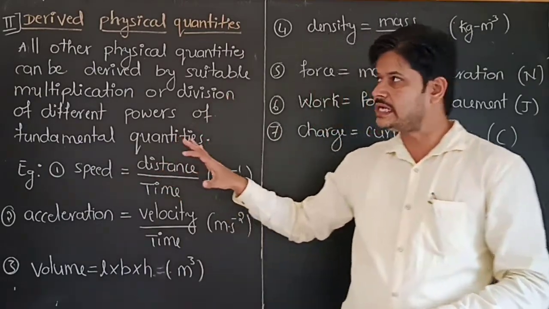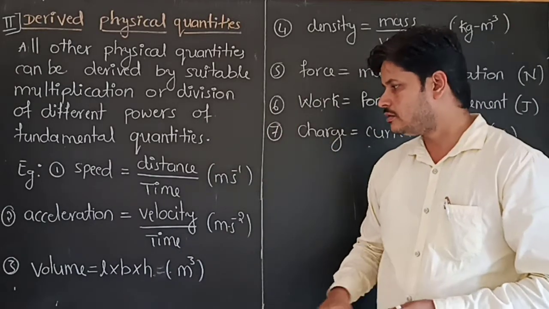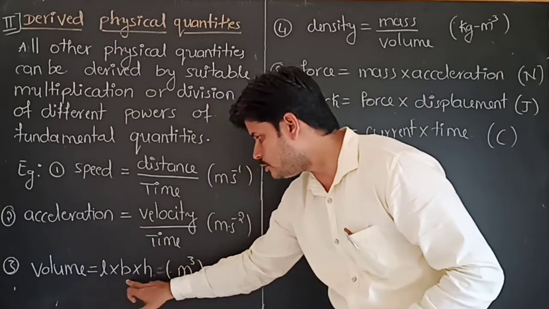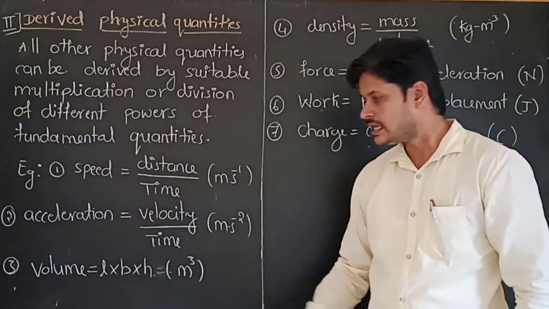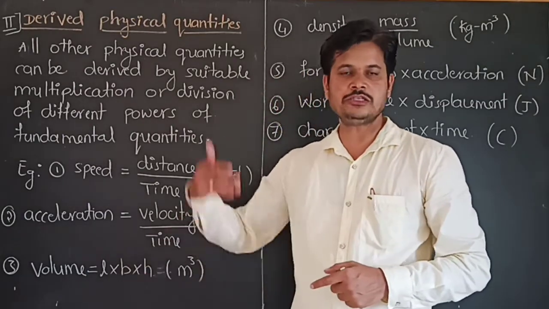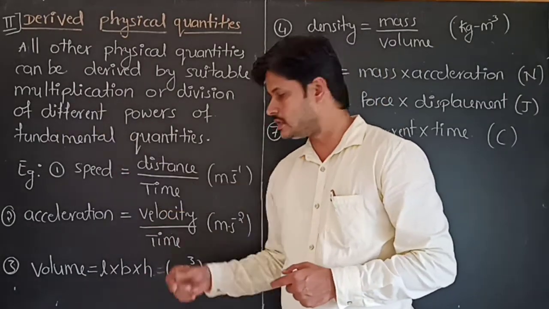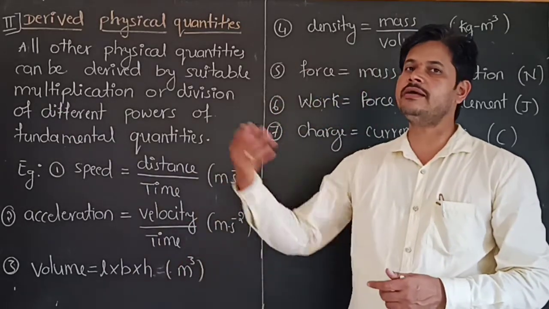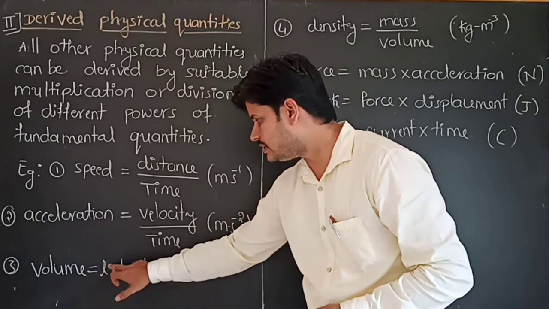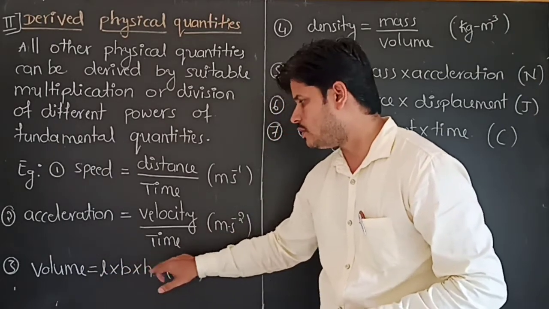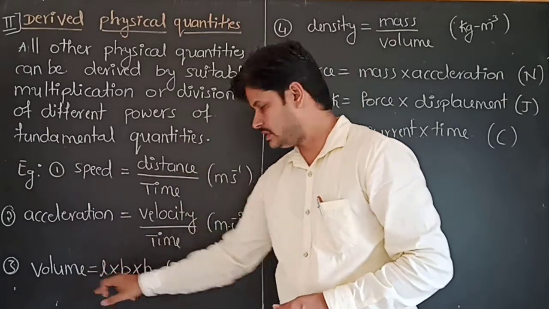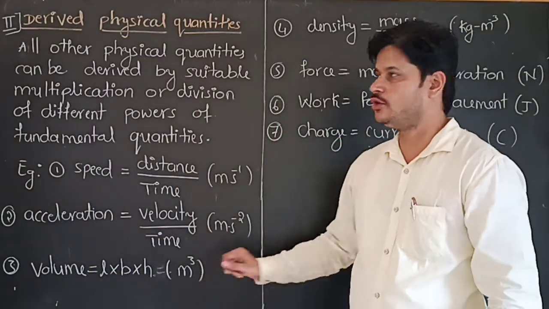For example, for a derived physical quantity, look at the simplest first: volume, length into breadth into height. Length is a fundamental quantity, breadth is also a length, so it is also fundamental, and height is also a fundamental quantity. By multiplying these powers, 1 into 1 into 1, we get volume, L cube. That is volume, and it is measured in terms of meter cube.